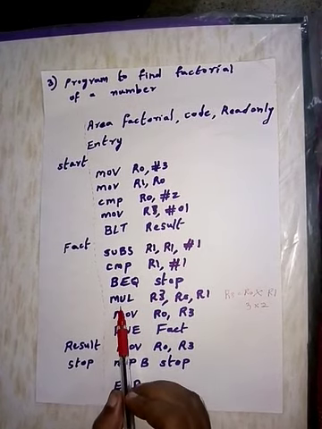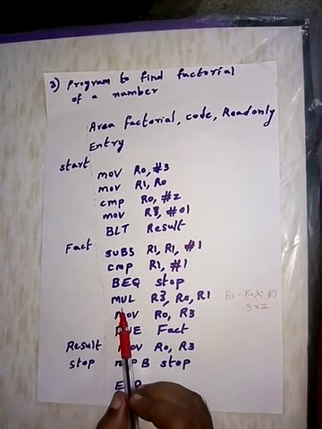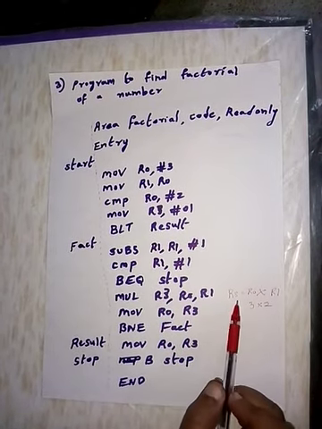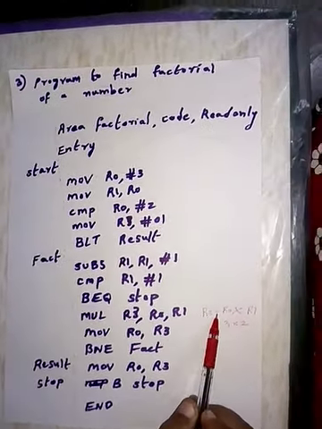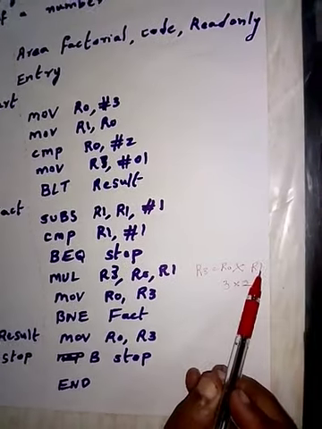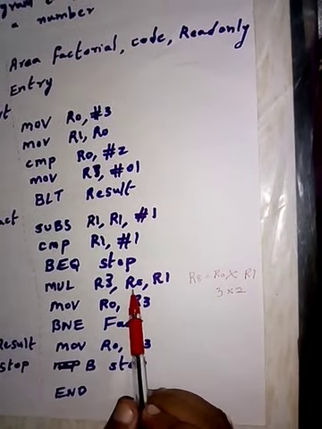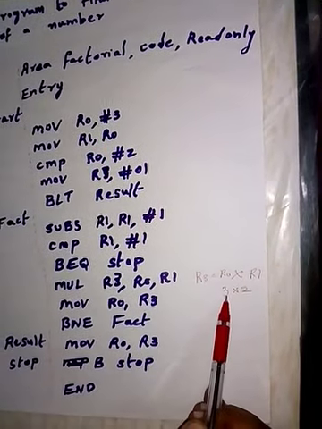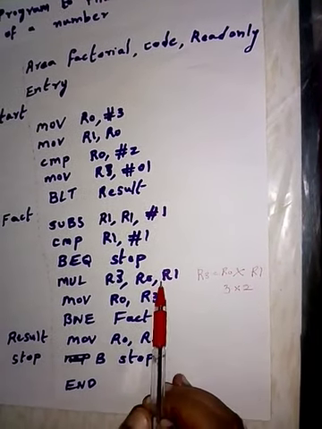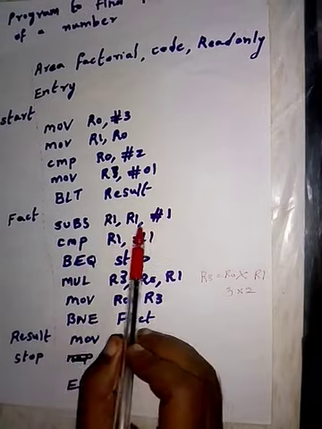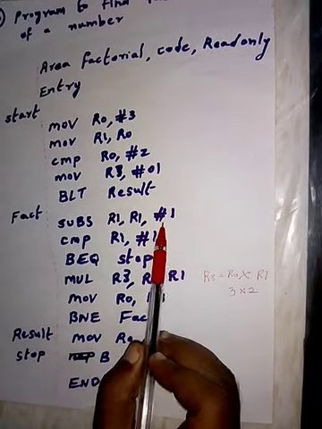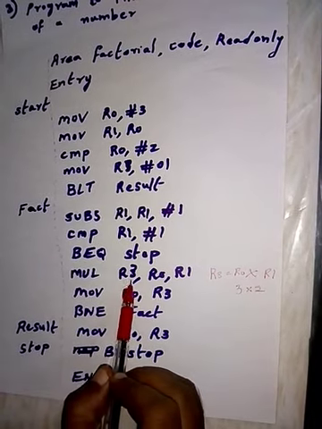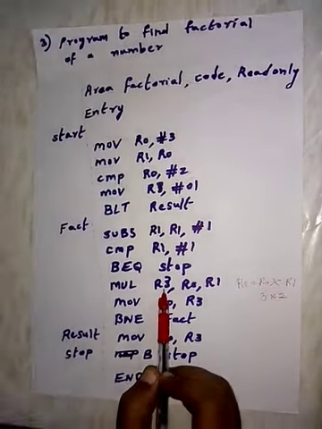It goes to the next instruction, which is MUL. MUL means multiplication: MUL R3, R0, R1. What it will do is R3 equals R0 into R1. So what is the value of R0? R0 value is 3. What is the value of R1? R1 we have subtracted by 1 here, so it is 2. So 3 into 2, 6 will go and sit in the R3 register.